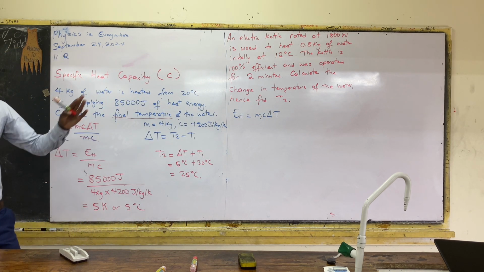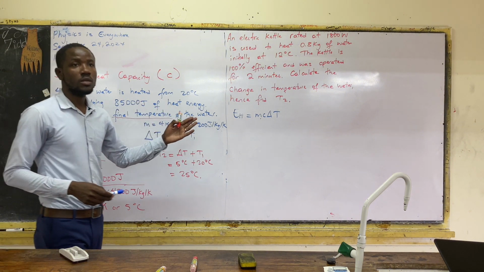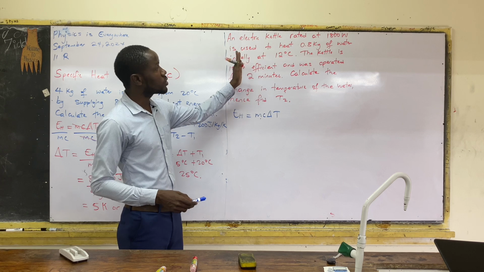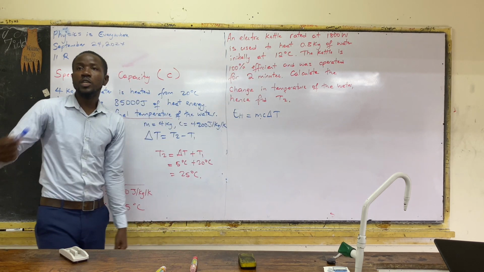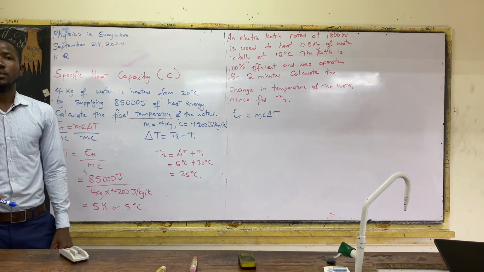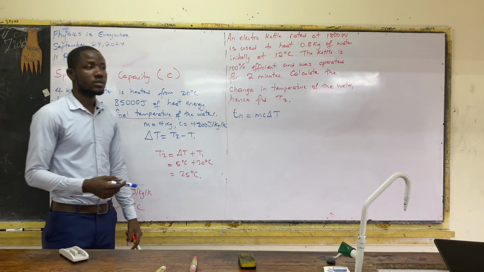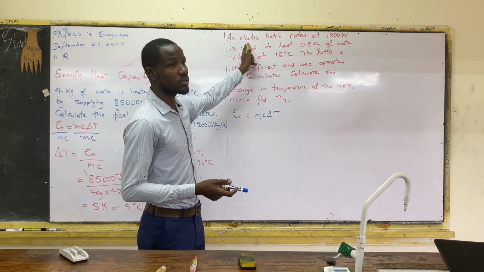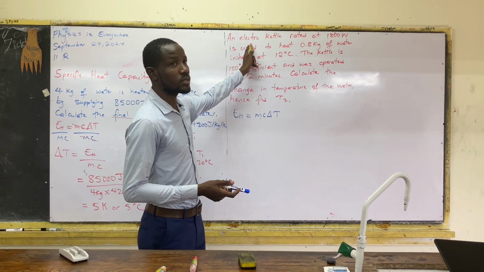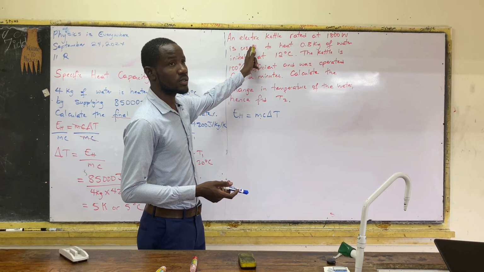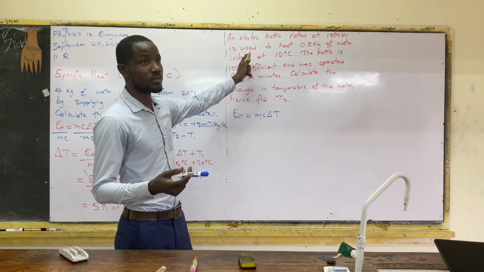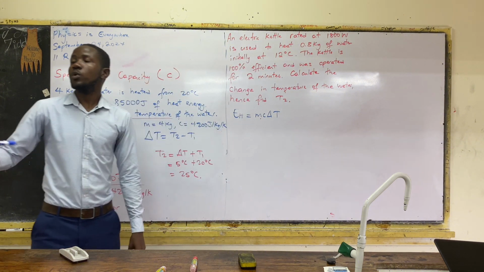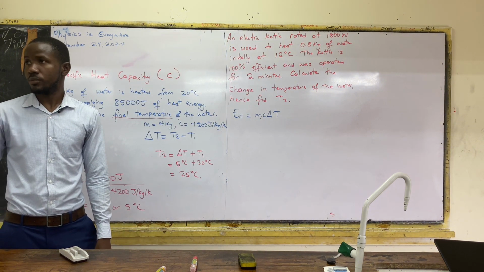Now, in this case, we are told that we use an electric kettle, right, to heat the water. So what would be supplying heat energy to the water? The kettle, right? So the kettle, students, is what is supplying the heat energy.